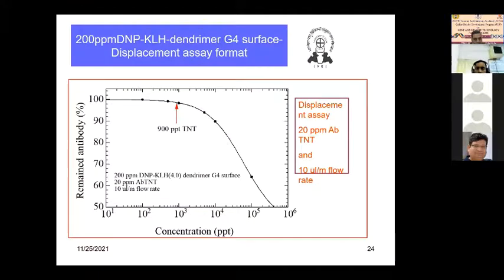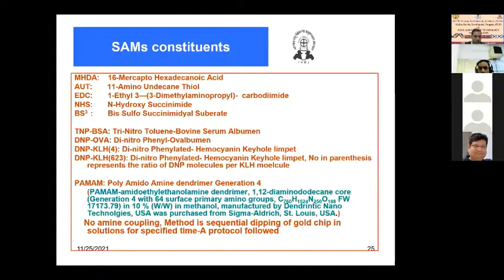Next. So this is how the displacement assay worked, and we found that a 900 ppt level of TNT can be detected over the sensor. This is the sigmoidal curve we could obtain in the displacement assay format. Next, please.